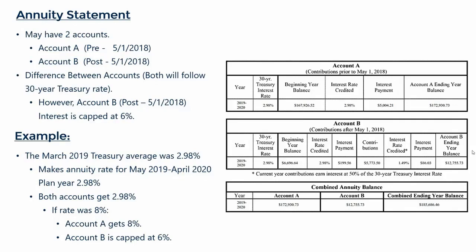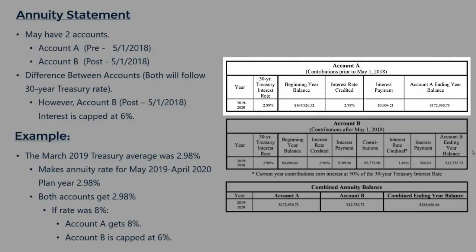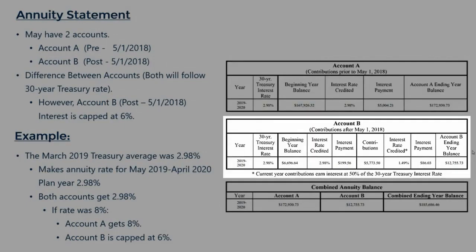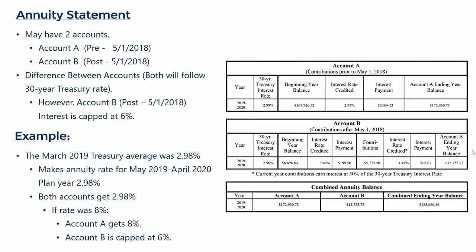So as you can see on the statement, there are two accounts. There's account A, and that is for contributions before May 1st of 2018, and account B, that's for contributions after May 1st of 2018. Both accounts are calculated the same way, as I mentioned, using that Treasury rate. The only difference is account B has a cap of 6%, where account A has no cap on the interest rate. The total of the two accounts is your annuity account balance.